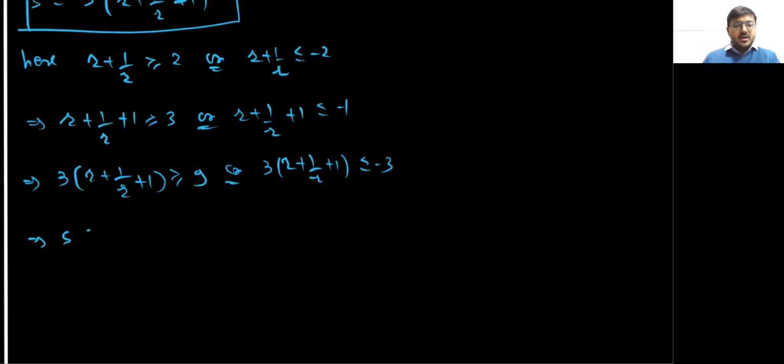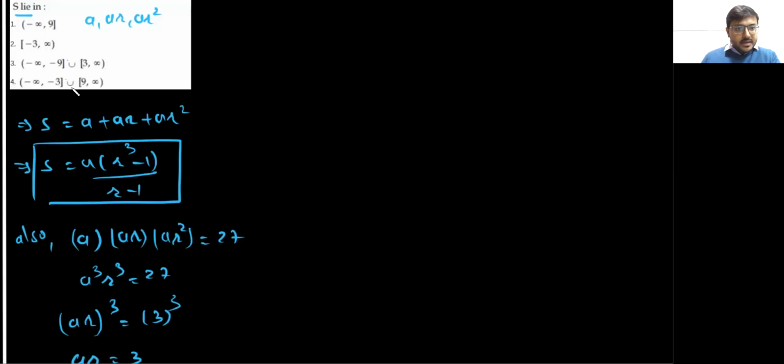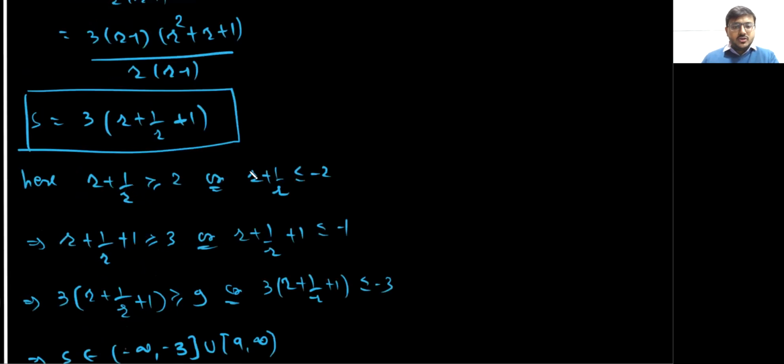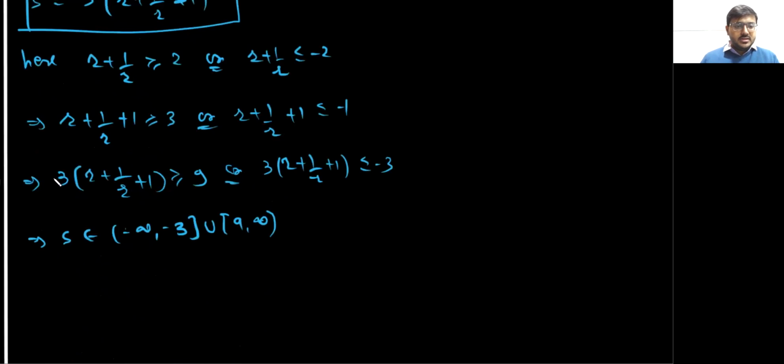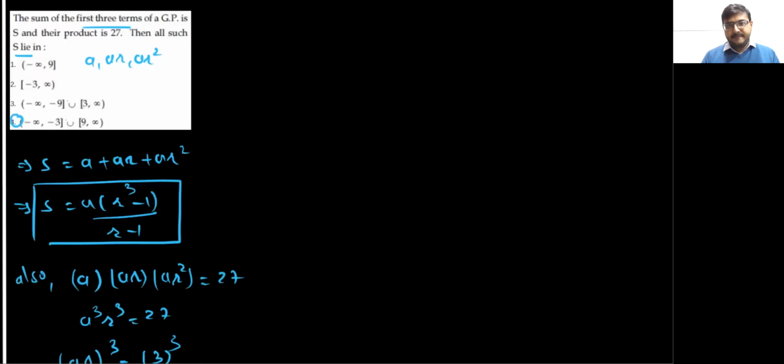That means your S belongs to either minus infinity to minus 3 or 9 to infinity. This could be the answer, right? That is, D is the correct answer, right? But for this, you must need the concept of the sum of two reciprocal values. Otherwise, it is difficult to find out the answer, right? So hope you understand this. A simple concept, the rest is easy. Moving with the next.